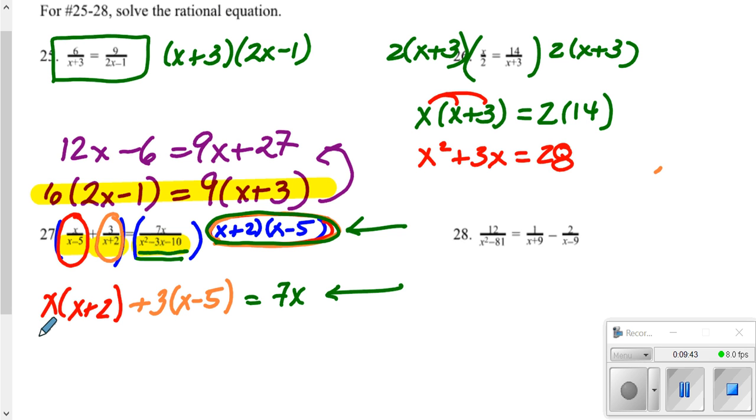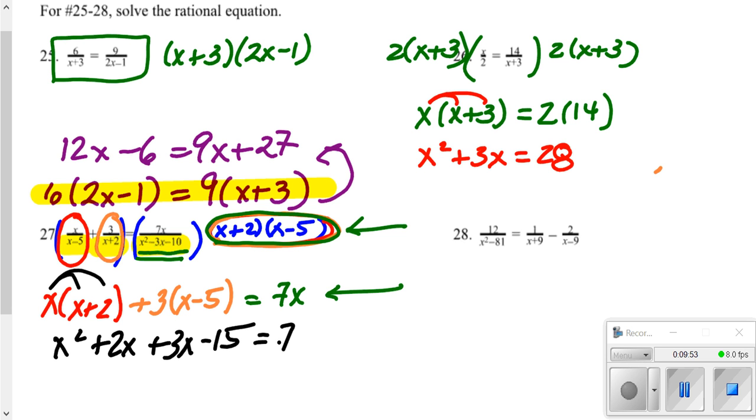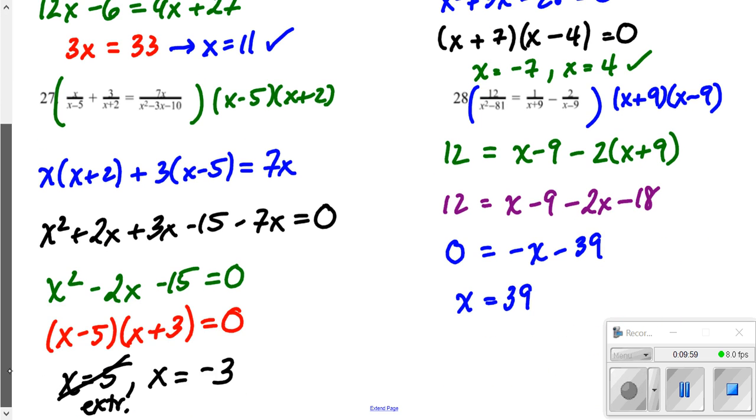So from this stage, it's old math, not new math. x squared plus 2x plus 3x minus 15, all from distributing. Combine like terms, move the 7x to the other side. And to finish this, you're going to have this quadratic, factor, and solve it.